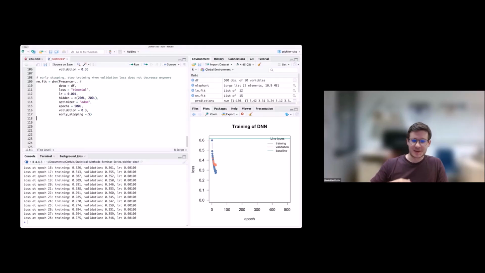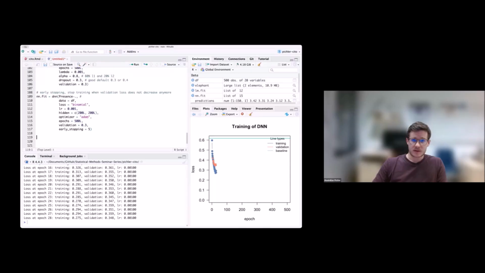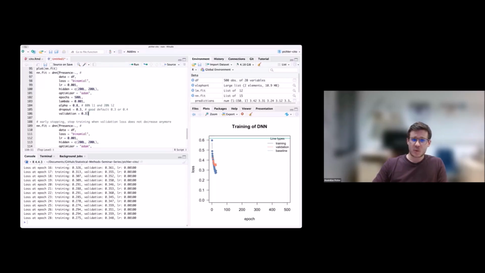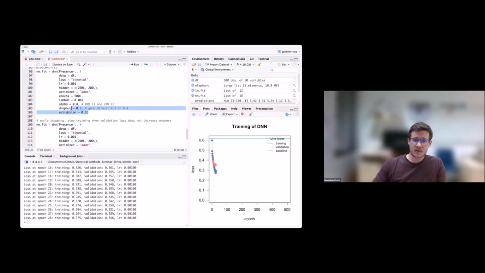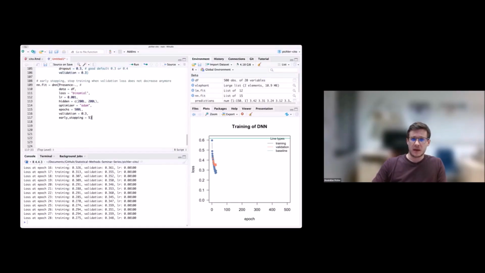So maybe 5 epochs is too low because you still will have some stochasticity in the validation loss. So you see that it is very important to use regularization, but of course, it's going nowhere if we have to find the best values for the regularization on our own. And what we usually do is that we do the hyperparameter tuning in a systematic way under cross-validation.